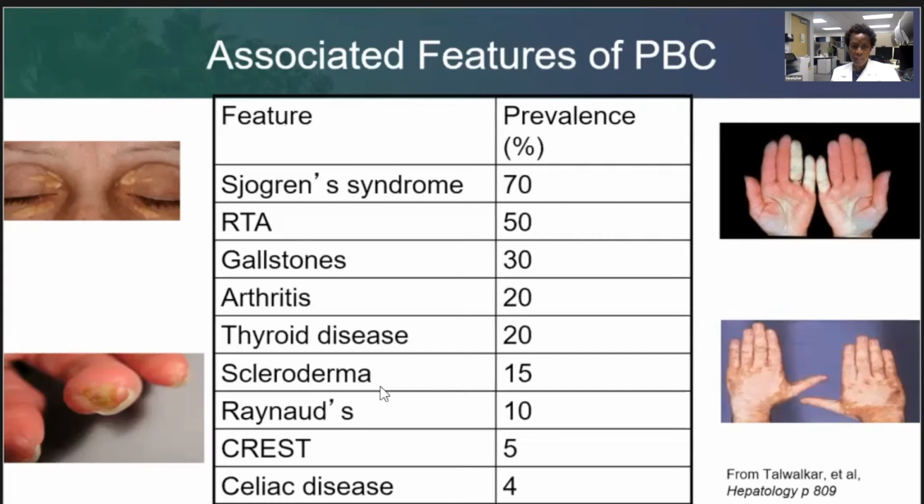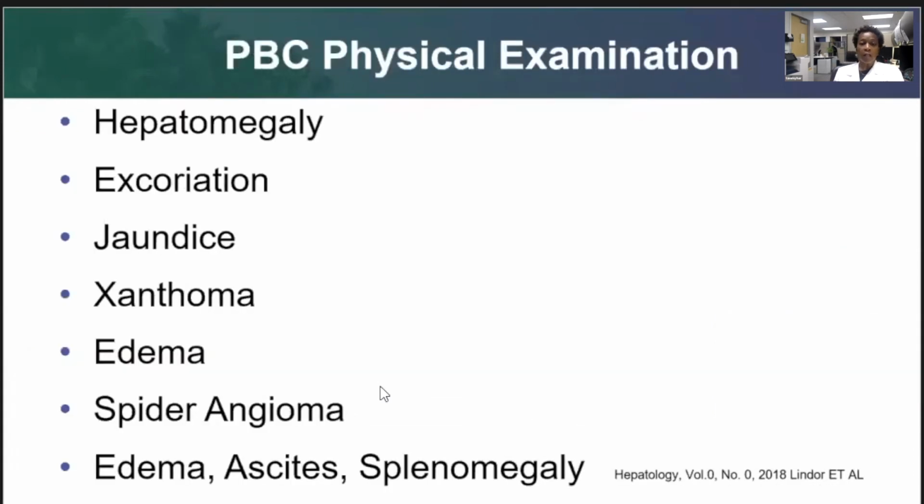And if you see a patient with PBC, we also want to ask the questions of, have you had dry mouth? Have you had dry eyes? Those things. On physical exam, hepatomegaly, you also find excoriation of the skin because the pruritus is so severe. You get jaundice, edema, spider angioma. And I said, once again, if they have developed portal hypertension, then we have edema, ascites, esophageal varices, splenomegaly.